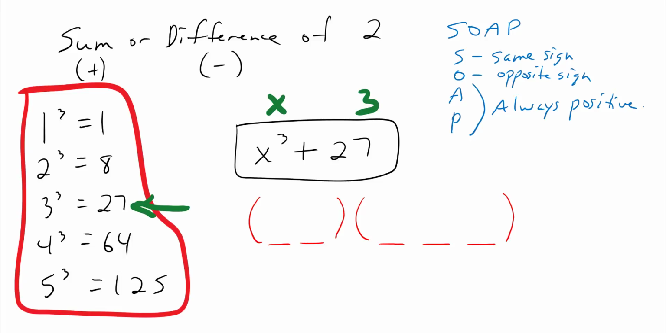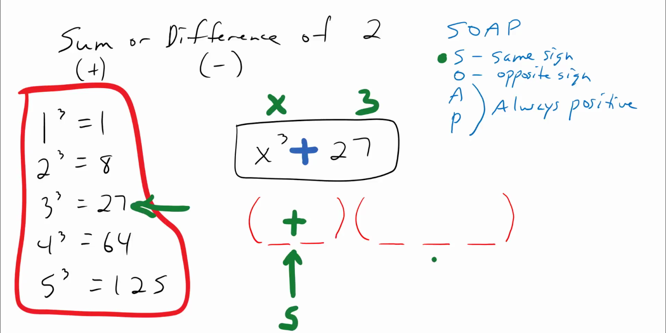Okay? So this is what I mean. By the way, the sign we're looking at, I'm going to put this in blue here, is this plus sign. That's what we're looking at, the sign between the two terms. This same sign is going to go right here. So that's the S for same sign. It's the same sign as that blue, so I'm going to put a plus sign.